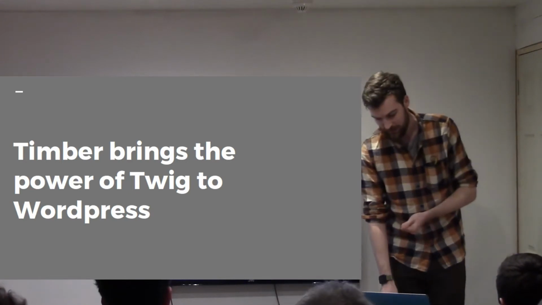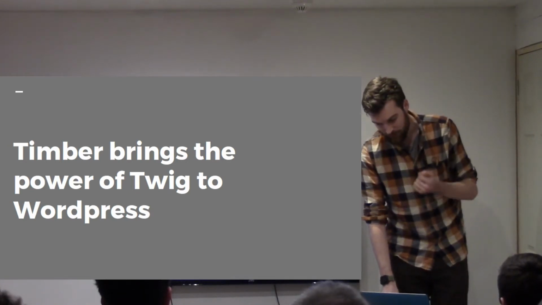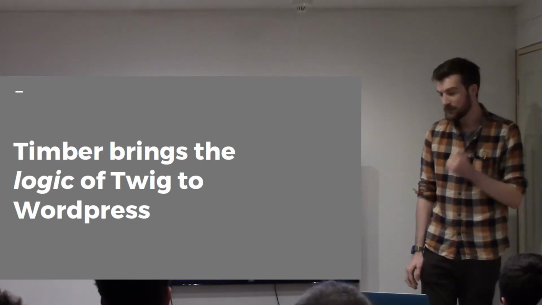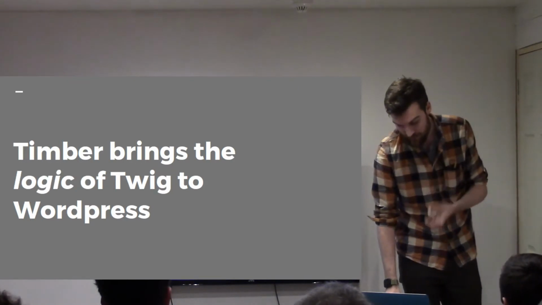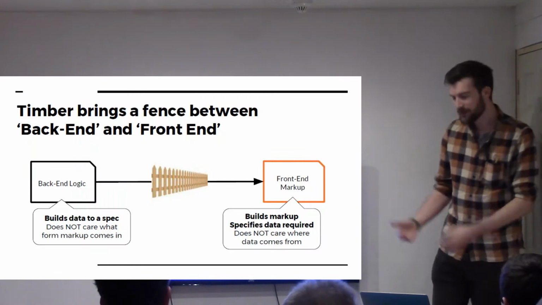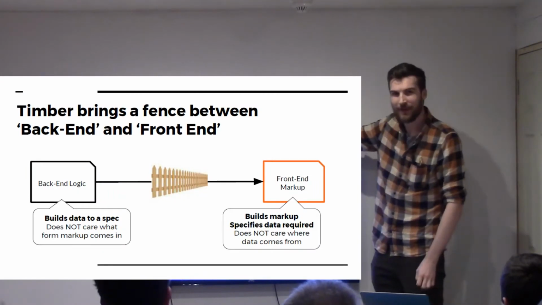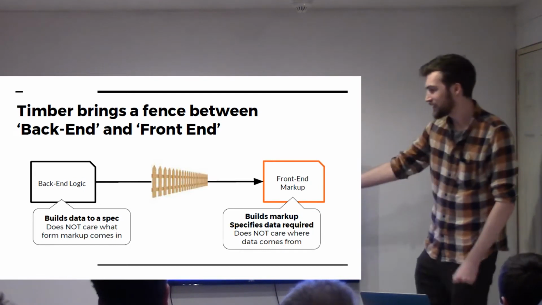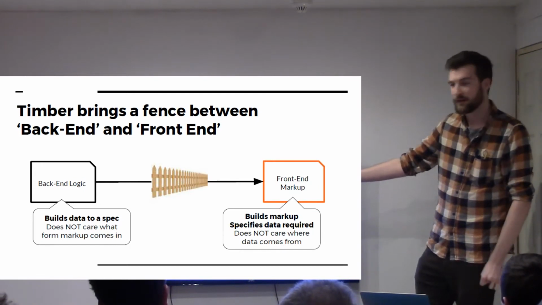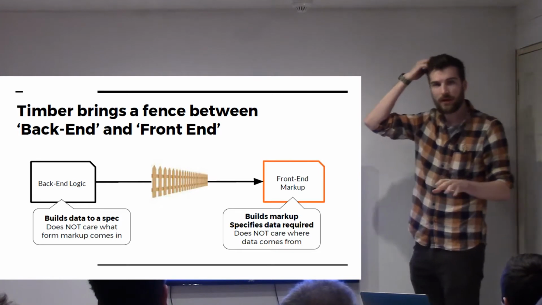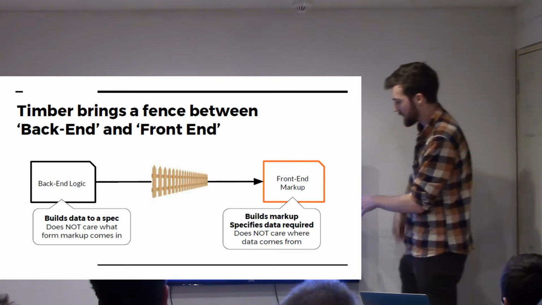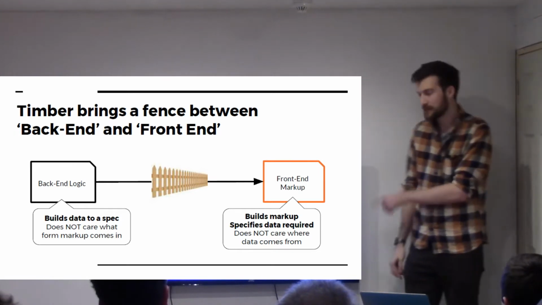So that's what it is really. Timber brings the power of Twig, and Twig is awesome. But also importantly, it brings the logic of Twig, and you can make amazing things with it. I don't know whether they called it this deliberately, but I like to think they did. Timber brings a fence between the back end and front end. So the back end logic just builds data to a spec. It doesn't care what the markup is. And the front end builds markup based on the data, so it doesn't care where that data comes from.